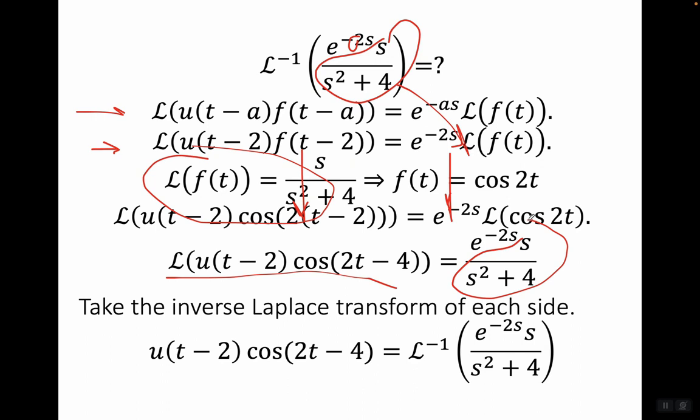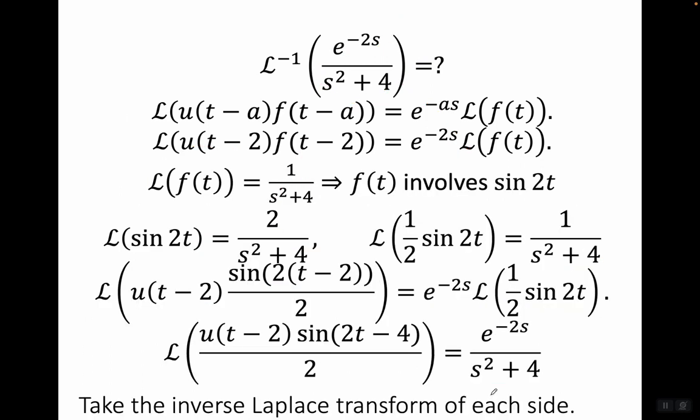Take the inverse Laplace transform of each side, and we end up with u of t minus 2 cosine 2t minus 4 equals the inverse Laplace transform of this stuff. That's awesome. That's another inverse Laplace transform we needed. So we had e to the negative 2s s over s squared plus 4. Now we have just plain e to the negative 2s over s squared plus 4. Use the formula we've seen before. Plug in a equals 2. We end up with that.